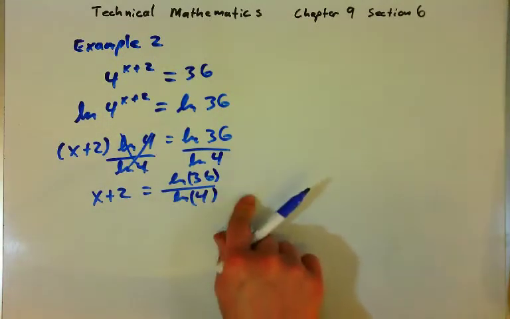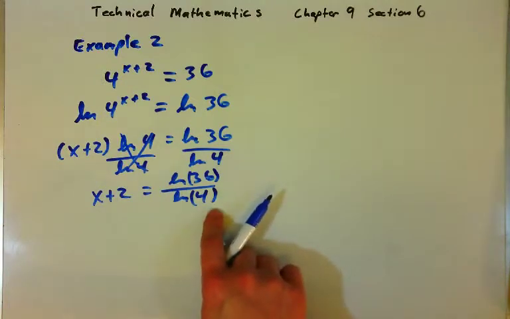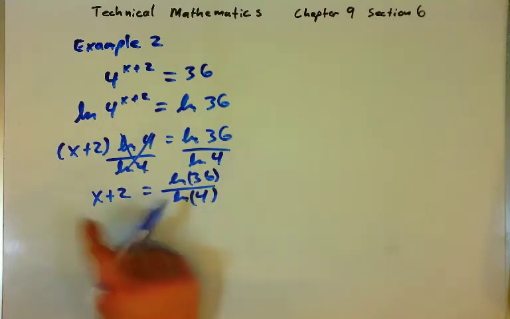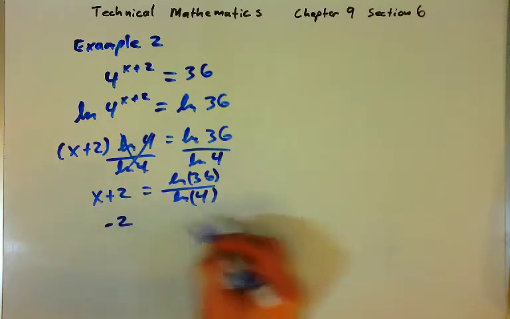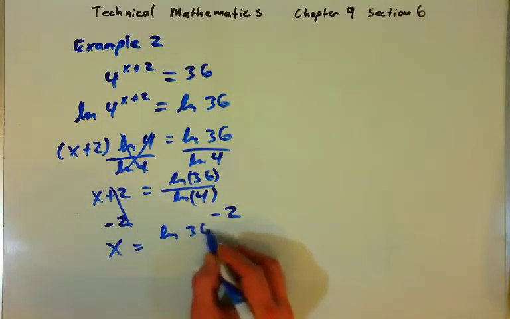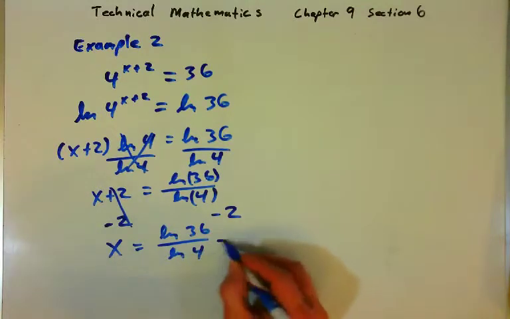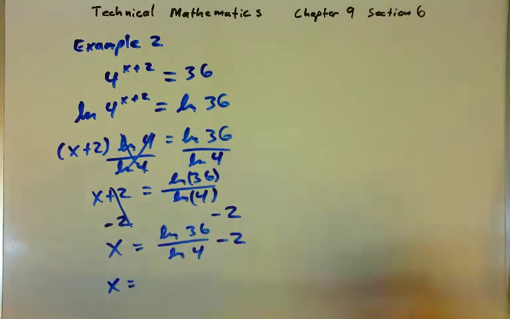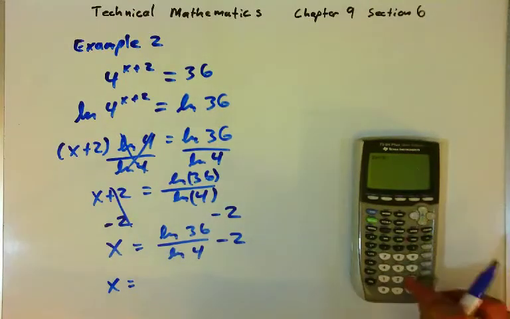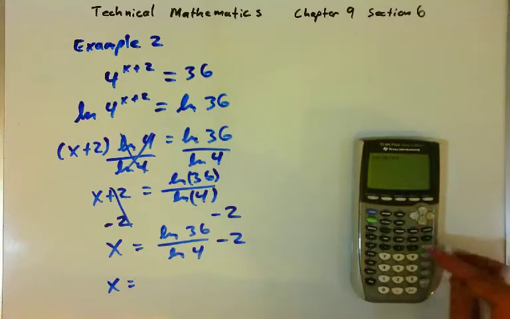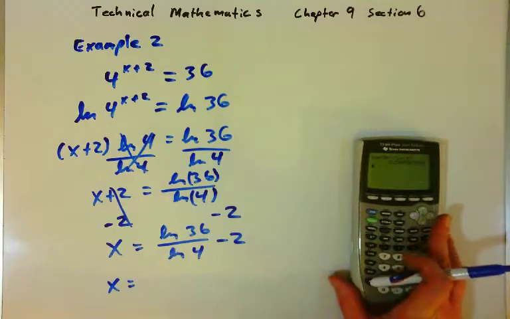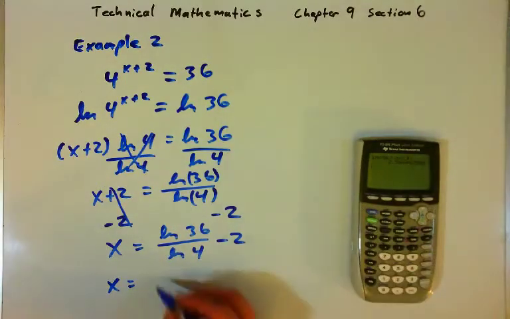This does not mean natural log times 36 and natural log times 4. That's not what it means. And so this does not reduce. Right? We have to leave it this way. To continue solving now for x, I'll subtract 2 from both sides. These cancel, and we get x is equal to the natural log of 36 divided by the natural log of 4 minus 2. And so now we can use our calculator to solve for x. We'll take the natural log of 36, close parentheses, divided by the natural log of 4, close parentheses, and press equals, and we get 2.585.